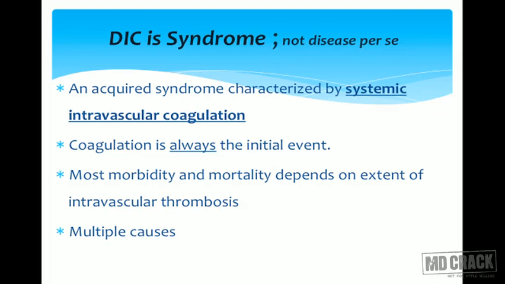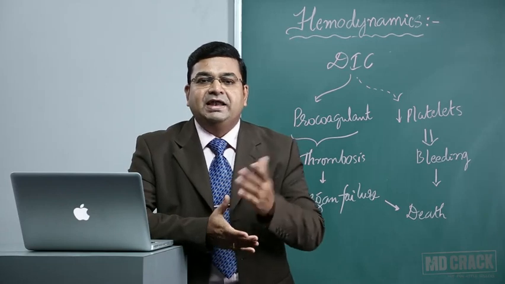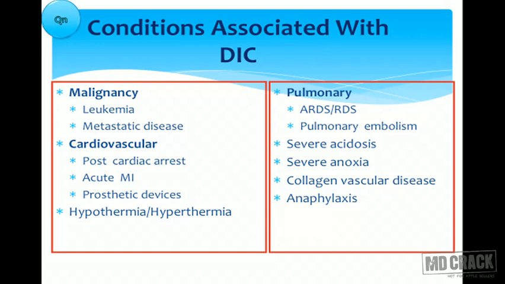What are the causes for DIC? There is no single cause for DIC. It could be due to various underlying conditions. It could be a manifestation of underlying leukemias like AML M3. Acute promyelocytic leukemia can manifest with the DIC. Metastatic disorders, especially the mucin secreting adenocarcinomas, can manifest with the DIC. Patients having cardiovascular disorders like post-cardiac arrest, acute myocardial infarction, or patients who have undergone implantation of prosthetic valve devices, they can manifest with the DIC.